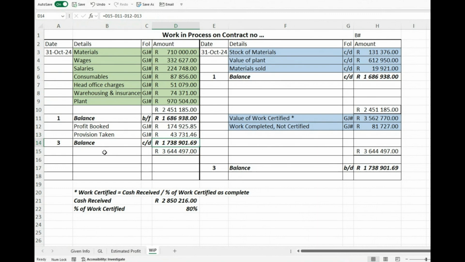And that's exactly what happened. You have D15 there minus D11, which is the balance that you brought forward, minus the profit that you booked, minus the provision. Let me just show you that again. Okay. And that is how you get to that balance of 1738. And that is the balance that you then bring down on the credit side of your work in process on the contract account.